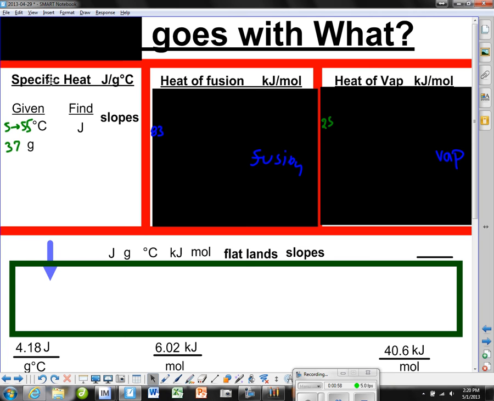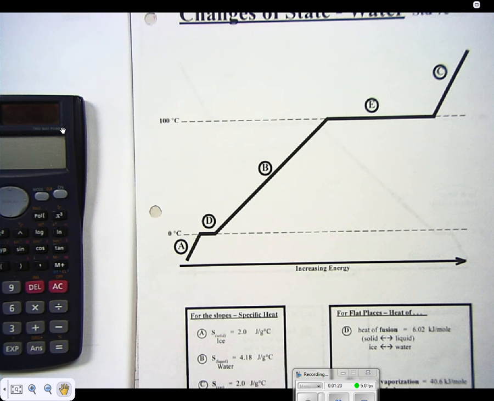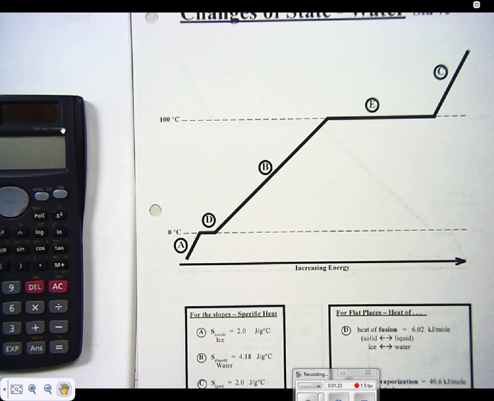With this problem, it's a specific heat, and our first job is to figure out, do we have a solid, liquid, or gas that we're dealing with? Class? Okay, there's enough of you that are not sure. Let's look at this chart. Just take it and understand how this works.